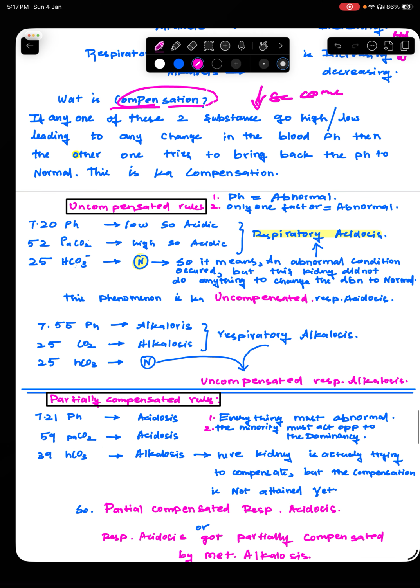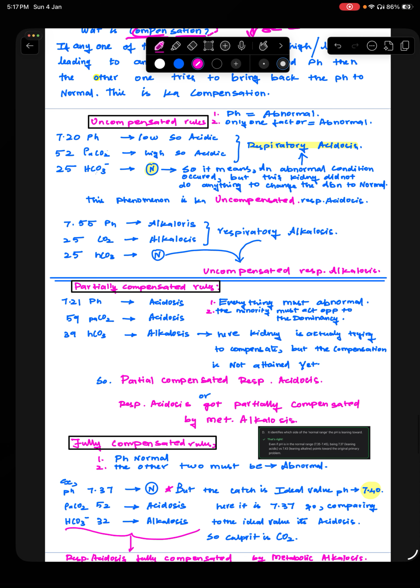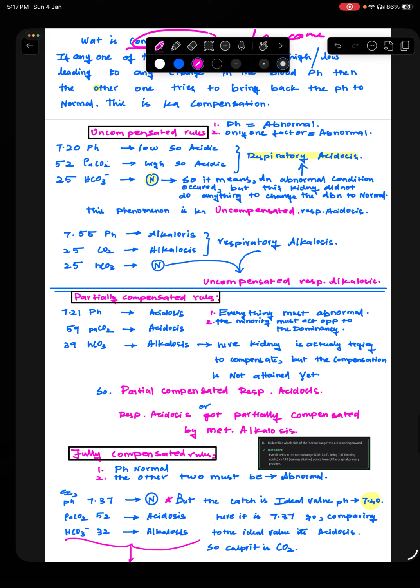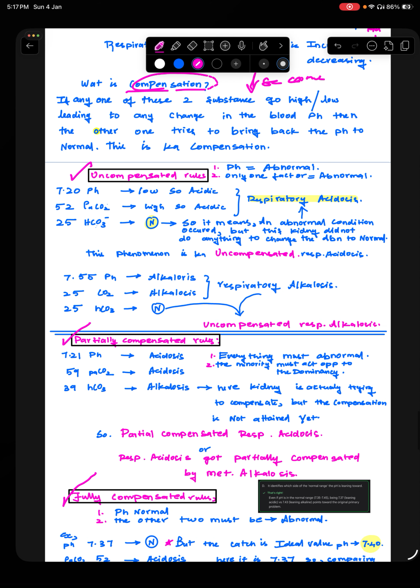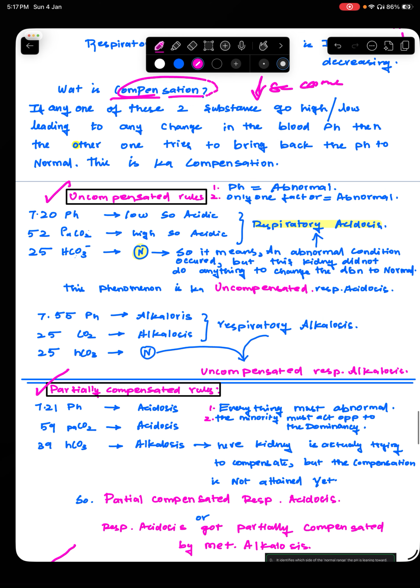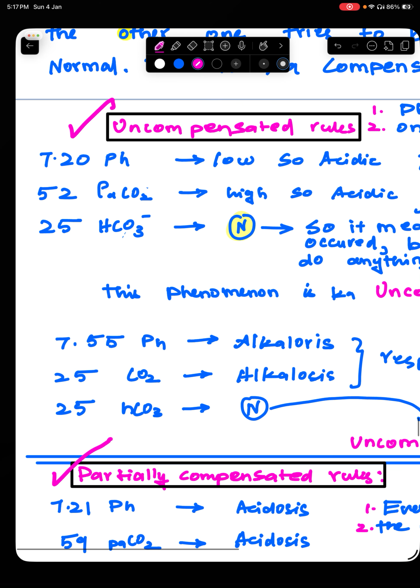So guys, there are three things: uncompensated, partially compensated, and fully compensated. Okay guys, so let's check this with an example.